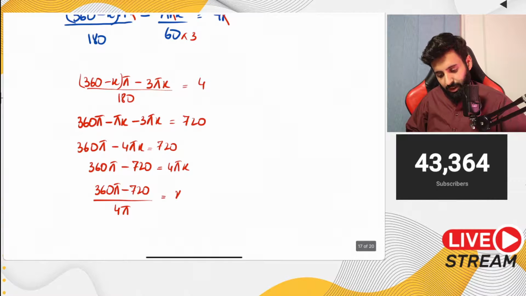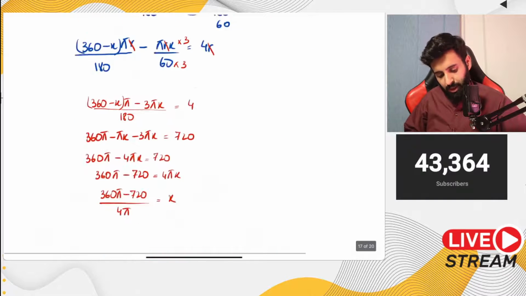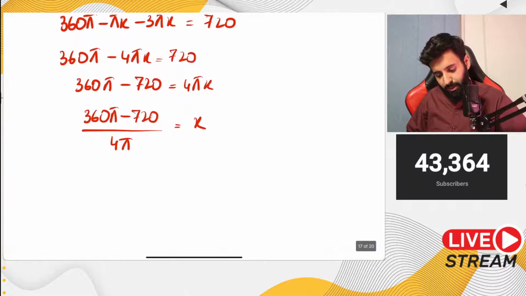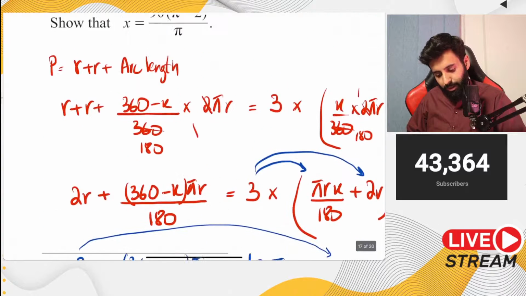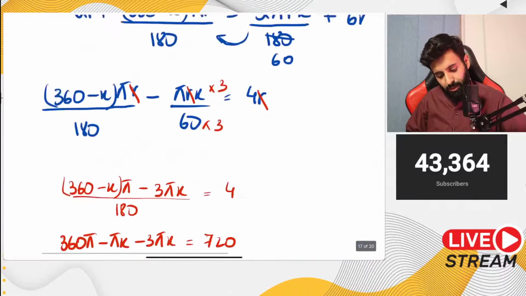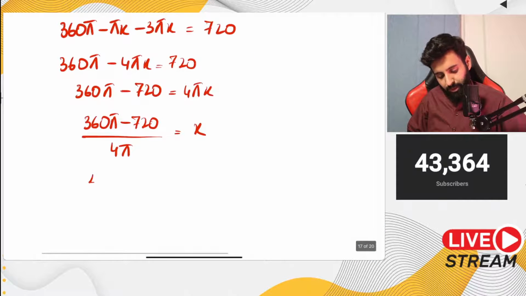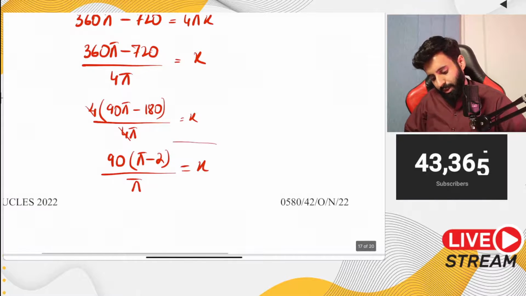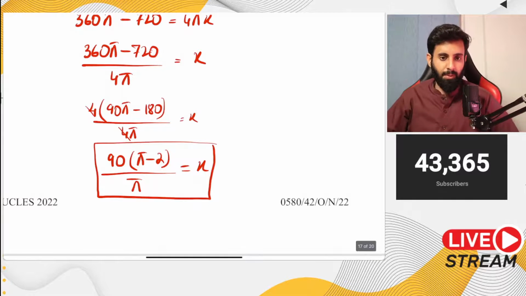Now you might think that this is not equal to what we were supposed to get, and you're right in doing so. That's because we need to simplify it further. How can we simplify it further? First of all, notice that there is no 4 in the denominator, so that means we need to take 4 common in the numerator. If you do that, that's going to be 90 pi minus 180 over 4 pi equals x. So this 4 and this 4 get cancelled out. And now if you take 90 common, you will have 90 into pi minus 2 upon pi. And this is what x is equal to. So there you go. That's your final answer.